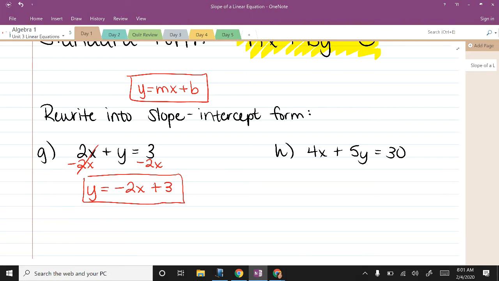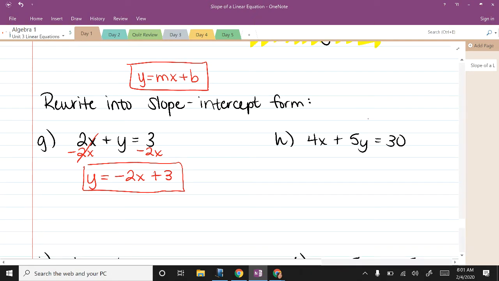A little bit more work. So any questions on G? Now, that's how you do it if your B term is a 1. Okay? Usually just one step. If your B term is a 1, nice and easy. All right? So over here, my B term is a 5 now, right? So it's going to be a little bit more work. All right. Again, we're trying to get the Y by itself. First, we're going to subtract 4x on both sides.